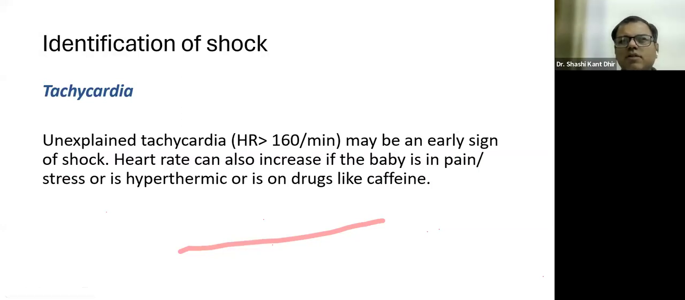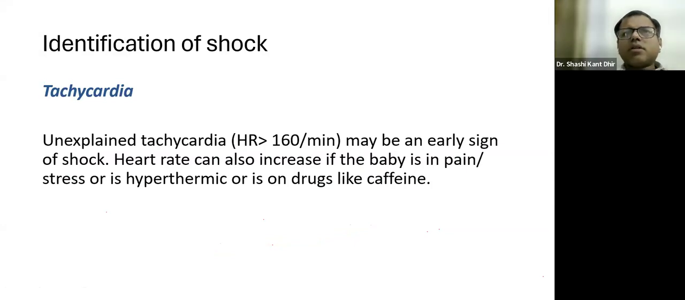The first and foremost feature of shock is unexplained tachycardia. The earliest sign of shock is unexplained tachycardia. We have to be very, very vigilant once the heart rate starts rising more than 160. But it is the increase in heart rate from the baseline which is more important. Suppose the baseline heart rate of the baby is 170, 180. Then if it is increasing from the baseline, we have to be vigilant, right? So unexplained tachycardia may be an early sign of shock.